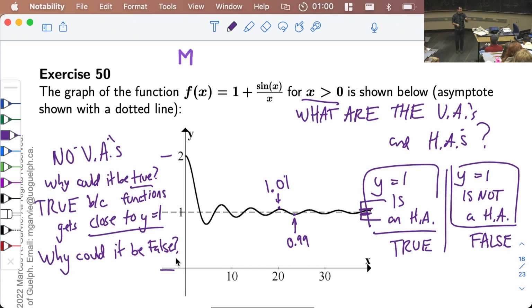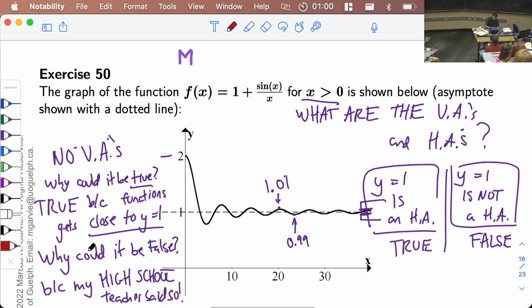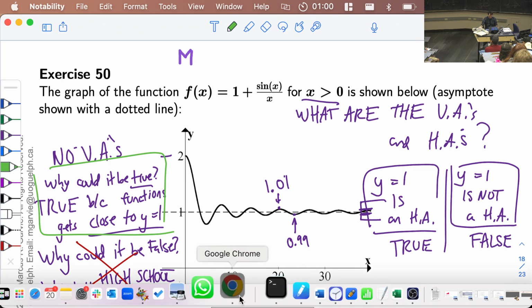The reason people always tell me that they choose false is because my high school teacher said so. Okay. And this answer is wrong. So it's not false, it's true. True is correct. I don't know why a lot of high school teachers tell you touching is not allowed.